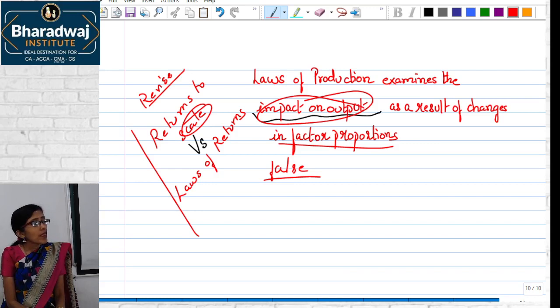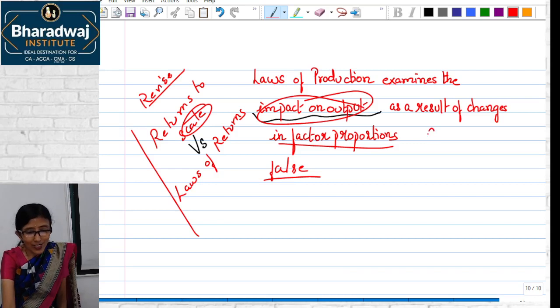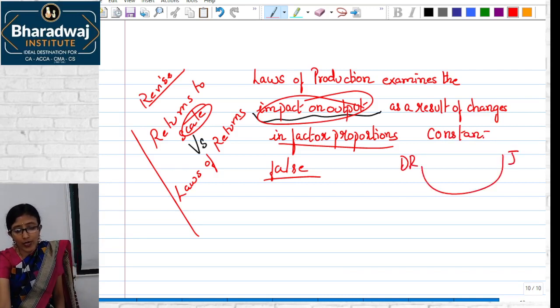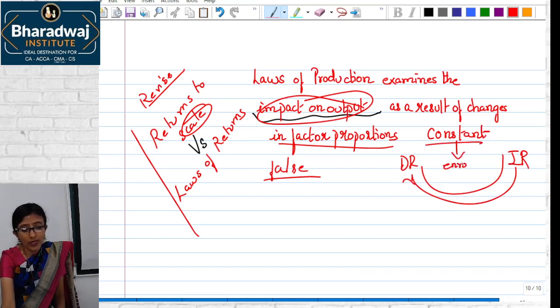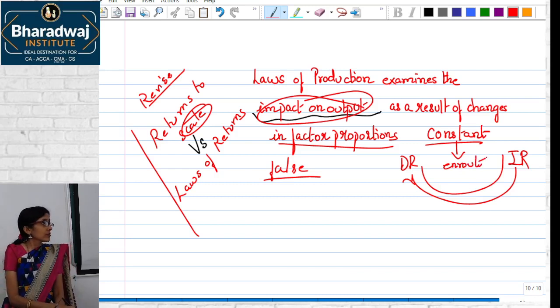The law of dash returns represents a transition or a move from increasing to decreasing returns or vice versa. Constant. Yes, constant only. It's not a permanent place. When there is going to be an increase from DR to IR or a fall from IR to DR, you have an in-between midpoint. That en route is constant returns. Okay, have you understood this much?